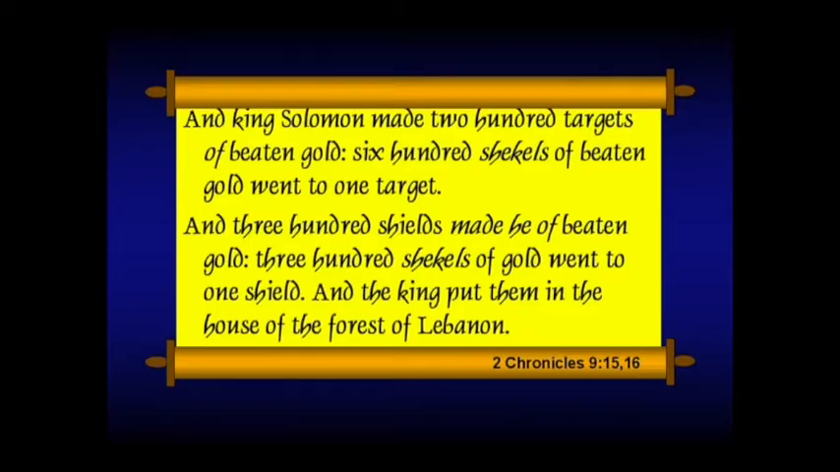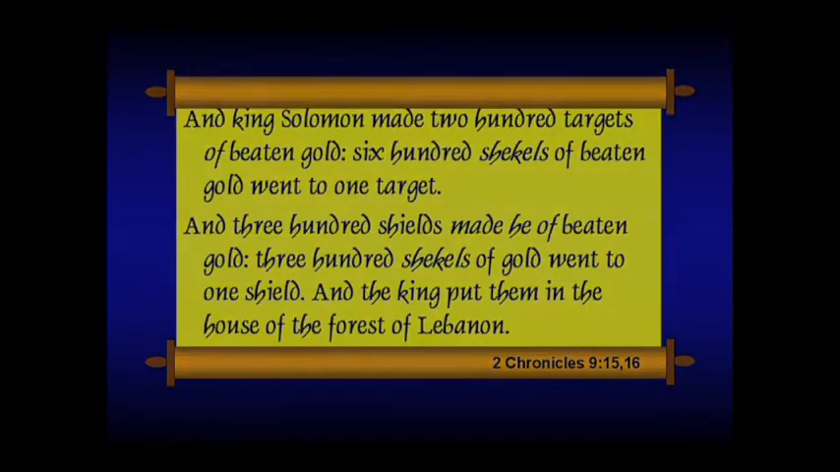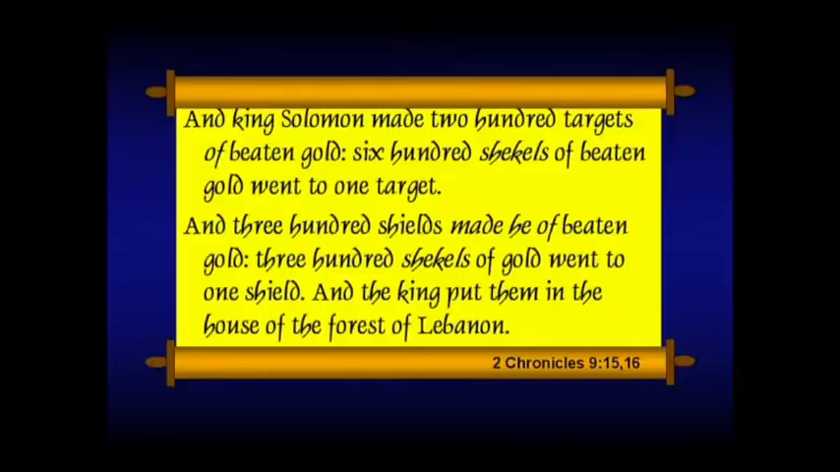600 shekels of beaten gold went into one target. These are shields that weigh 70 pounds, 71.5 pounds. Can you imagine carrying one of those? They're decorative. It's a brag wall kind of thing. And 300 shields were made of beaten gold. 300 shekels of gold went into one shield. So they're half the weight, a little more practical probably. And the king put them in the house of the forest of Lebanon.